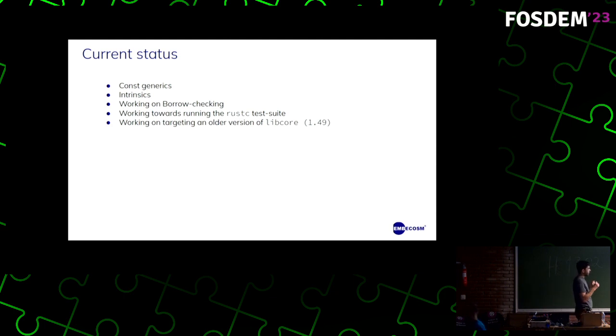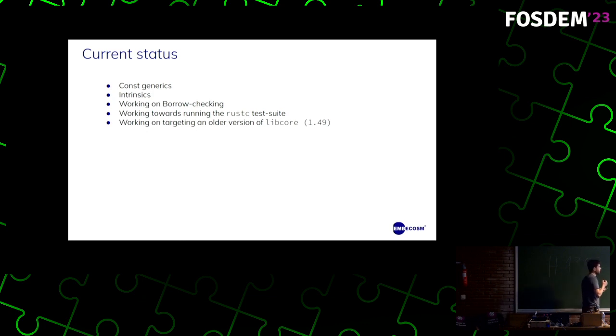Currently, what we're working on is, we have a base for const generics. I'm not going to get into details on that. It's just a cool feature of Rust that's not present in a lot of languages, except C++, and we're getting them working. We're working hard on intrinsics. Those are functions declared in the standard library, but implemented by the compiler. They are very LLVM dependent, and we're running into some issues doing the translation.